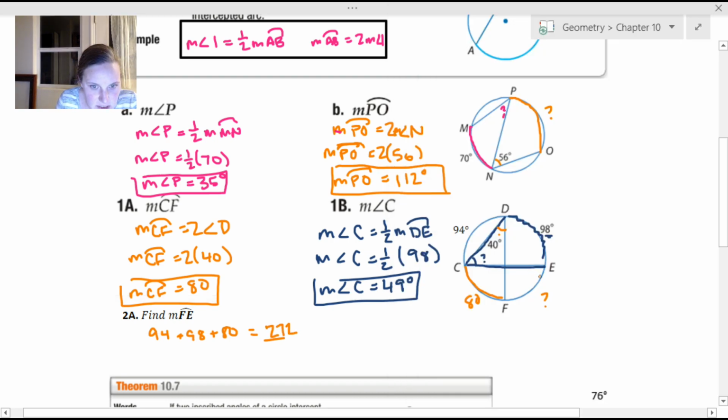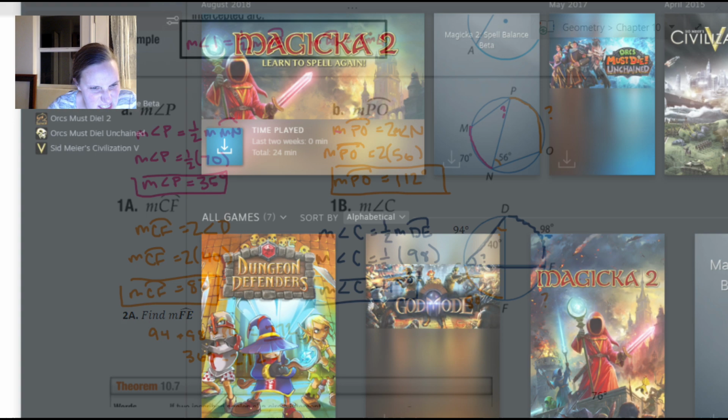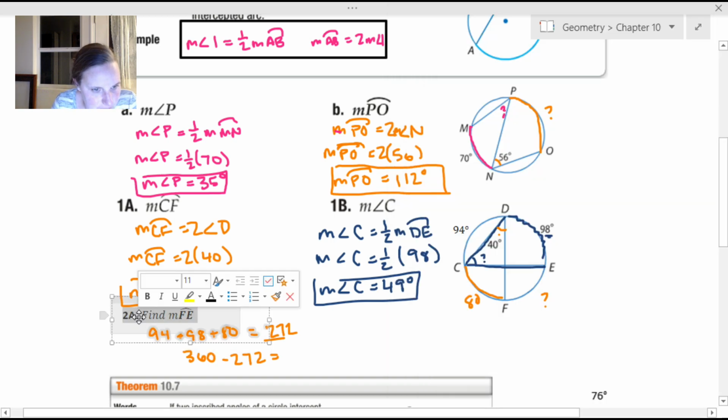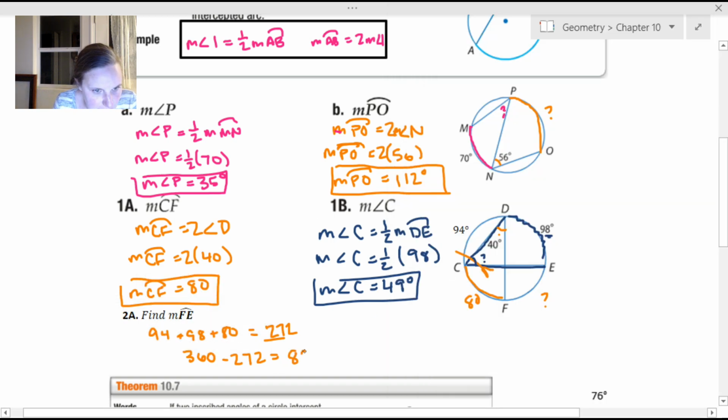So FE is just going to be what's left over. So 360 minus 272 is going to be the measure of FE. Sorry, 360 minus 272 is 88. So the measure of FE is going to be 88 degrees.